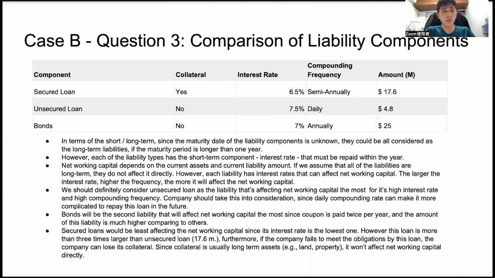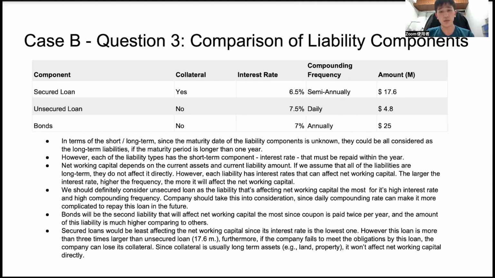As for question 3, we are required to do a comparison of liability components. In terms of short-term and long-term, since the maturity date of the liability components is unknown, they could all be considered long-term liabilities if the maturity period is longer than 1 year. However, each of the liability types has a short-term component, the interest, that must be repaid within the year. Net working capital depends on the current assets and current liability amount. If we assume that all the liabilities are long-term, they do not affect it directly.